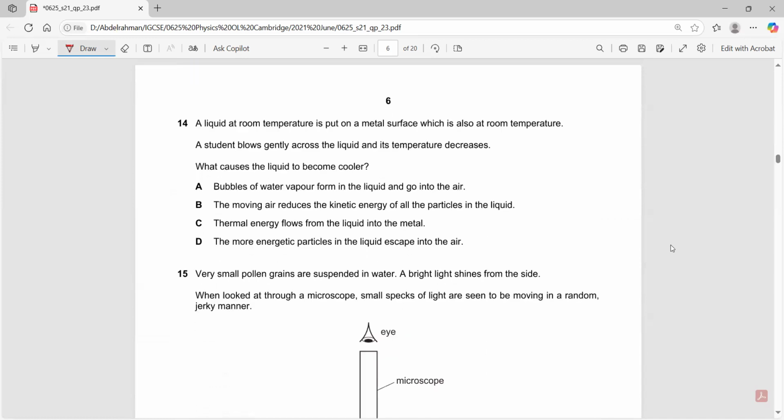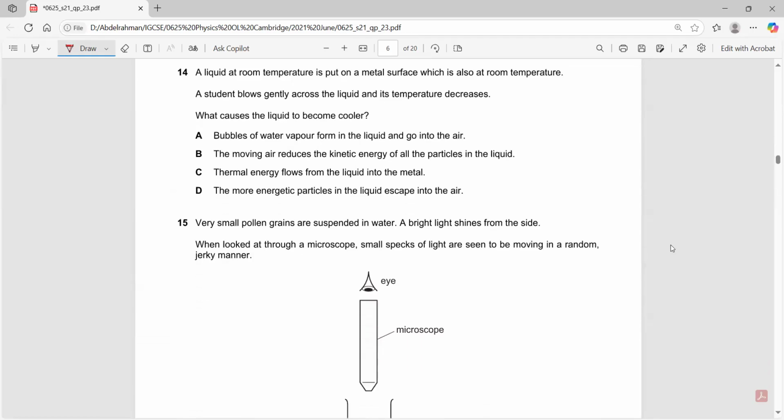A liquid at room temperature is put on a metal surface which is also at room temperature. A fan blows gently across the liquid and its temperature decreases. What causes the liquid to become cooler? Due to evaporation, we know, right? Bubbles of water vapor? No. The moving air reduces the kinetic energy of all of the particles in the liquid? No. Thermal energy flows from the liquid into the metal? This is not the main cause. More energetic particles in the liquid escape into the air. Yes, evaporation.